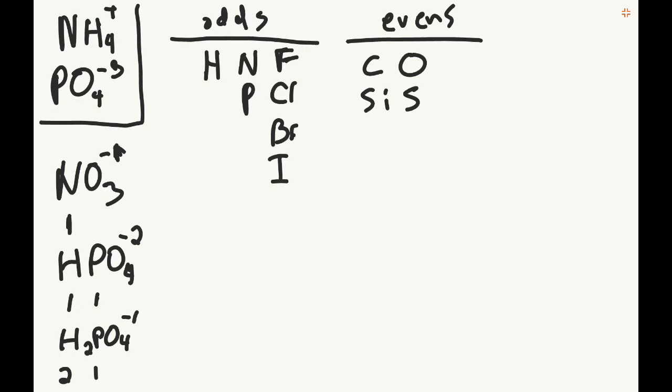Okay. Let's try another. SO4. Okay. Well, how many odds do we have? Well, we don't have any odds. We have sulfur, which is an even, and we have oxygen, which is an even. So therefore, our charge on this is going to be an even charge, and it's -2. Okay, ClO3. Okay, chlorine, that's an odd. That's all we got. One odd, an odd number of odds, so it's minus.